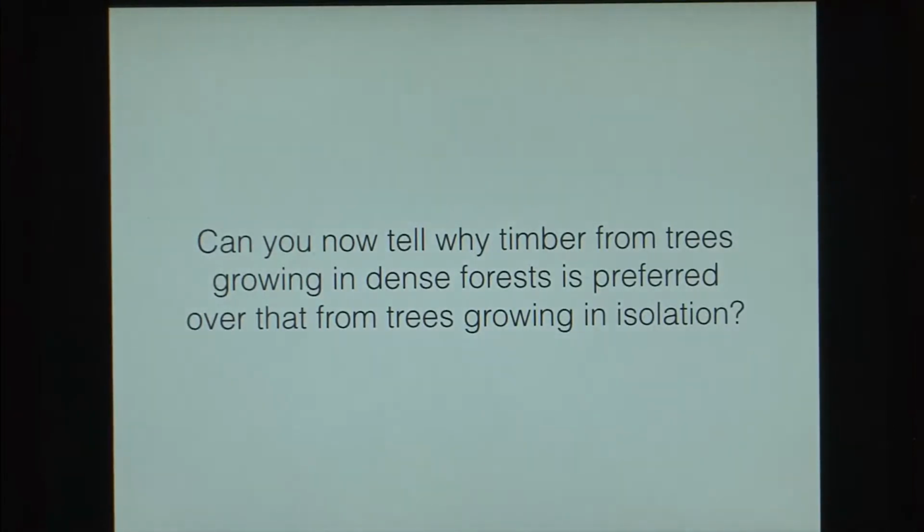So, can you now tell why timber from trees growing in dense forests is preferred over that from trees growing in isolation? Using Metzger theory, yes, you can tell, because in a dense forest your trees will have a lesser amount of taper and they will have greater heights as compared to trees growing in isolation. So, Metzger theory is a very important theory which has huge ramifications in the science of forestry.